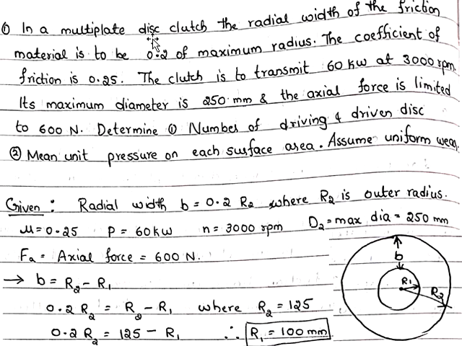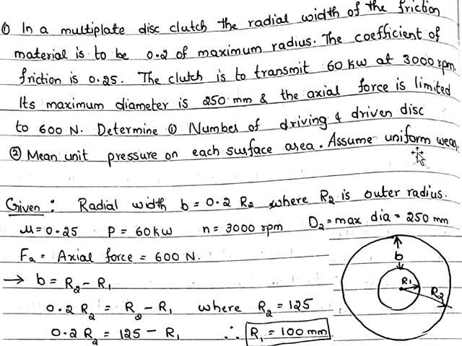In a multi-plate disc clutch, the radial width of the friction material is to be 0.2 times the maximum radius. Coefficient of friction is 0.25. The clutch is to transmit 60 kW at 3000 rpm. Its maximum diameter is 250 mm and axial force is limited to 600 Newton. Determine, first sub-question, the number of driving and driven discs. Second, the mean unit pressure on each surface area.